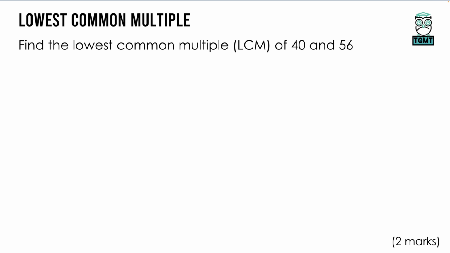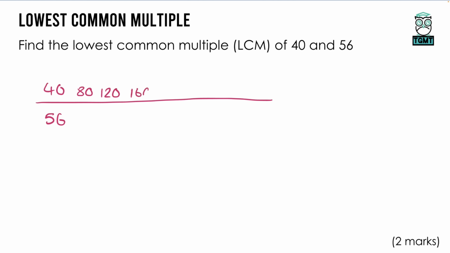When looking at the lowest common multiple, we can approach this question in one of two ways. We can either start by listing multiples of each number until we get that first matchup. So we could write 40, 80, 120, 160, 200. Typically, I'd write at least 5 and then we'd move on to the other side.